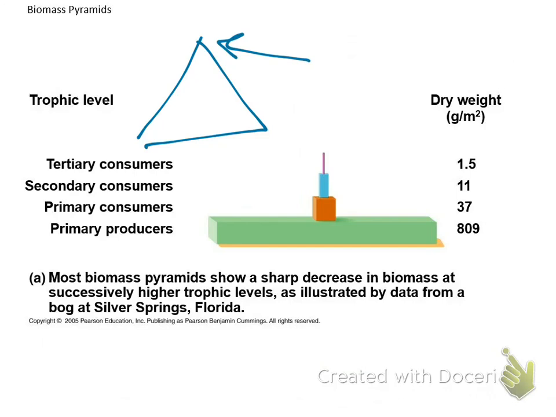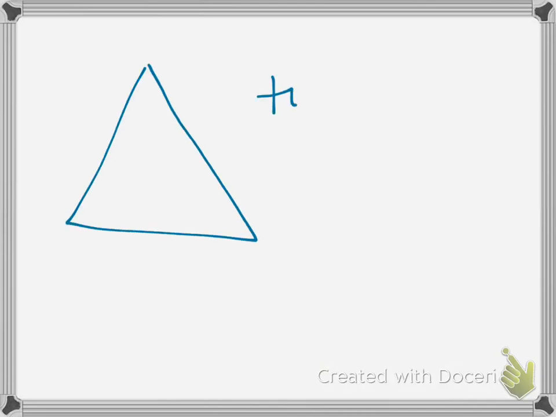Okay, one thing that doesn't get smaller, one thing that increases up, you want to write this on the bottom of your notes somewhere. One thing that increases up the trophic level is going to be toxins.